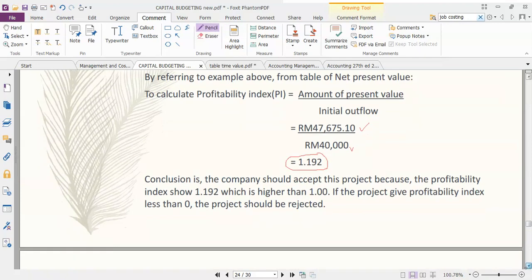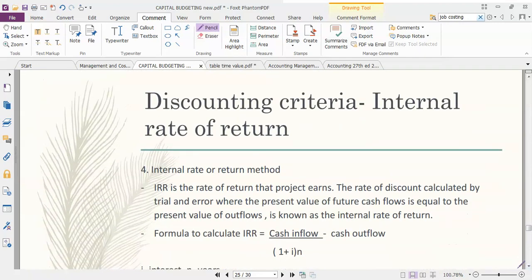Okay, yang last ni adalah IRR. IRR ni susah sikit. Okay, IRR ni dia susah sikit. Okay, IRR ni internal rate.